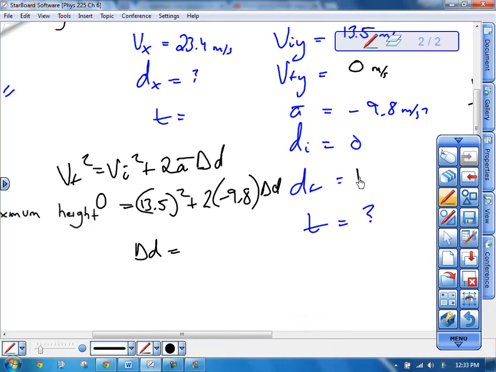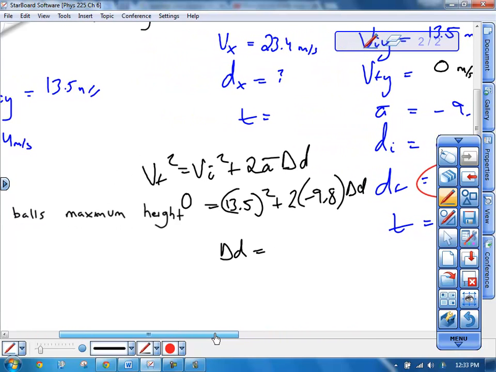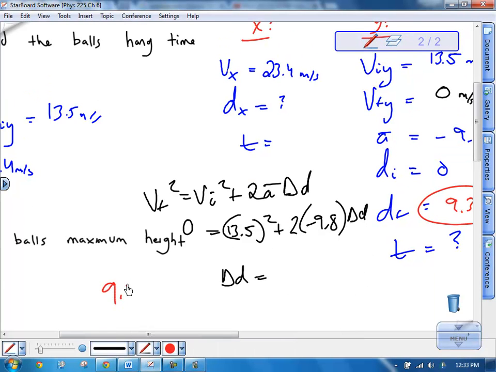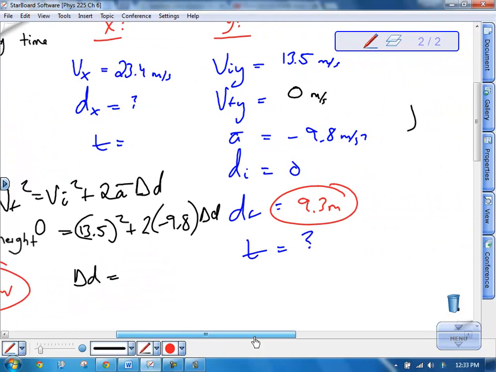So distance final would be about 9.3 meters. That's going to be the maximum height then, because that's the distance final that we're looking for. So that would answer question B here, 9.3 meters. We still need to find the hang time though, so that's the height, now the time.